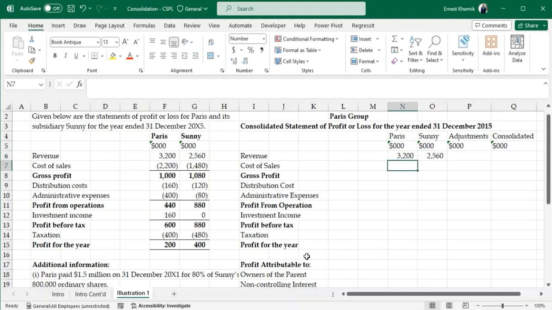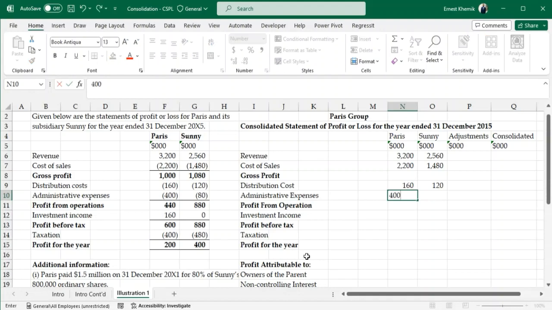Let's leave the adjustments for the meantime. Then for my cost of sales, these are negative figures. If you like, you can put them in negative, but in this case I want to make them positive. So 2,200, 1,480. Then my gross profit will be there, but let's leave that for now. That is going to come under this particular place here. Then we'll have our distribution costs. We have 160 for the parent, 120 for the sub. Our admin expenses, we have 400 for the parent, we have 80 for the sub.